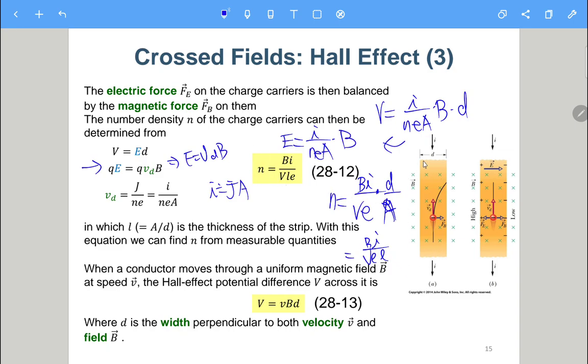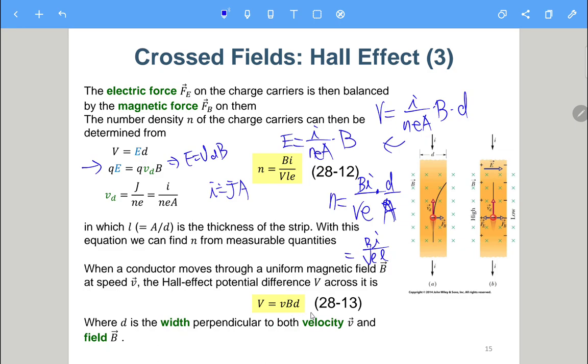So in that case, you can build up an experiment to calculate the charge density inside the wire. Okay. So when a conductor moves through a uniform magnetic field B at the speed v, the Hall effect potential difference V across it is capital V, the potential difference, equals v times B times D.